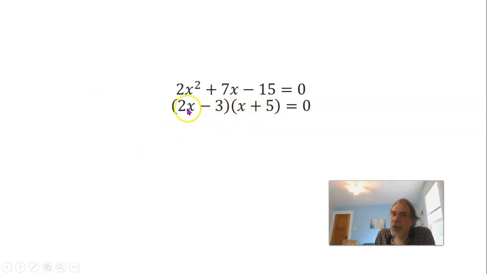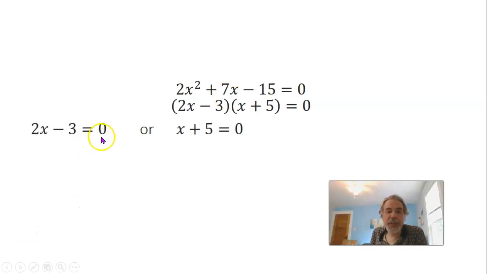2x squared plus 10x minus 3x, so together that's plus 7x, minus 15. When you use the FOIL method on this, you do get back to 2x squared plus 7x minus 15. So those are the correct two factors. Step 3 is to take each one of the factors and give it its own separate little equation where that factor by itself is equal to 0. So 2x minus 3 equals 0, or the other equation says x plus 5 equals 0.